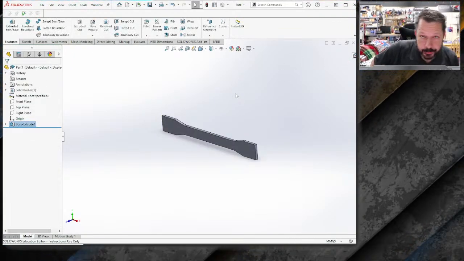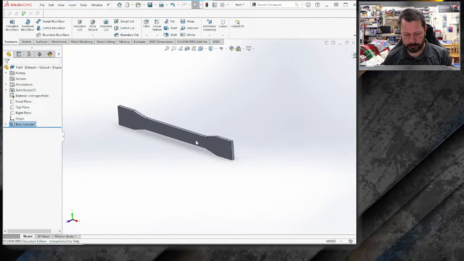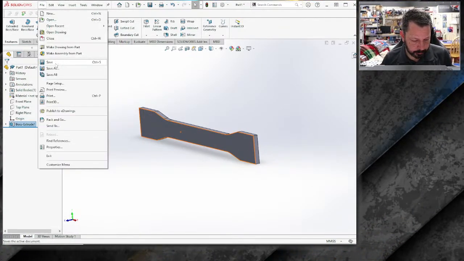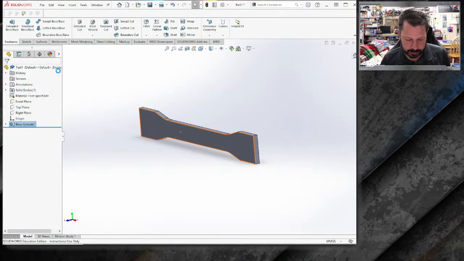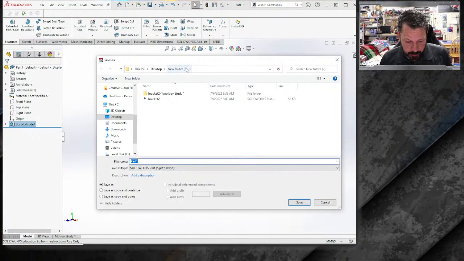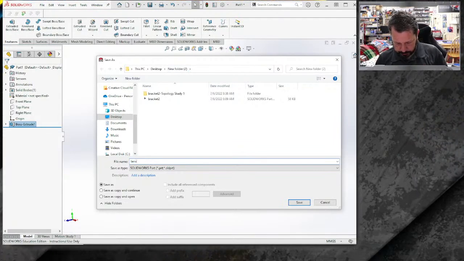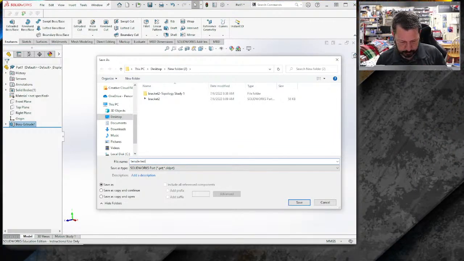All right, so we're going to go through and build our test specimen. So that looks good. Let's save it so that we don't have to recreate it if we mess up something. That's fine. This will be Tensile Test.